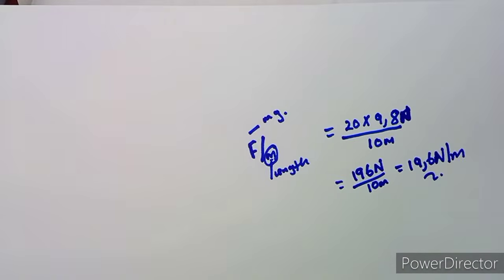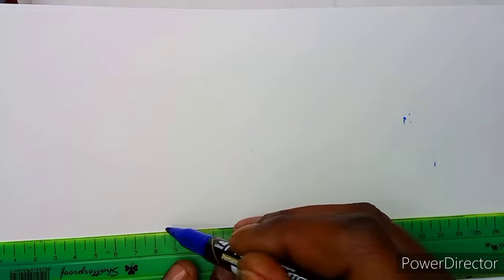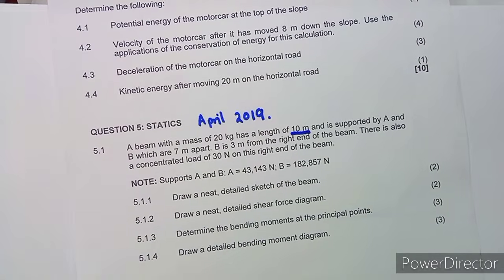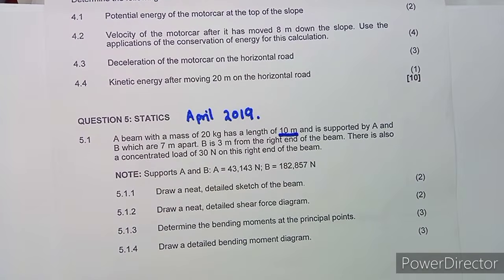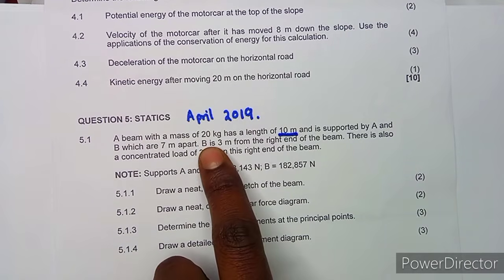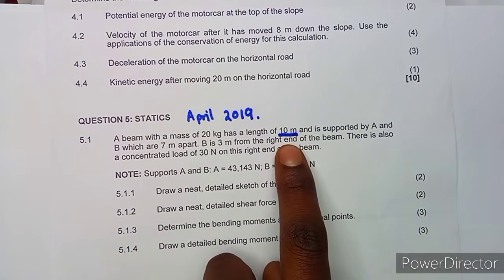Our diagram is going to look like this, guys. Take note, you are given the reactions of the supports, so it's going to be easier because the points are already indicated. Everything is given. Let's take down the measurements. We have a distributed load of 20 kgs, which gave us 19,6 for the whole of the 10 meters that is supported.